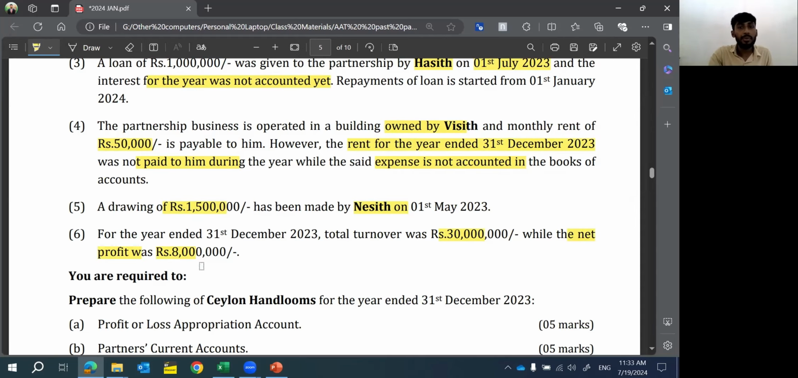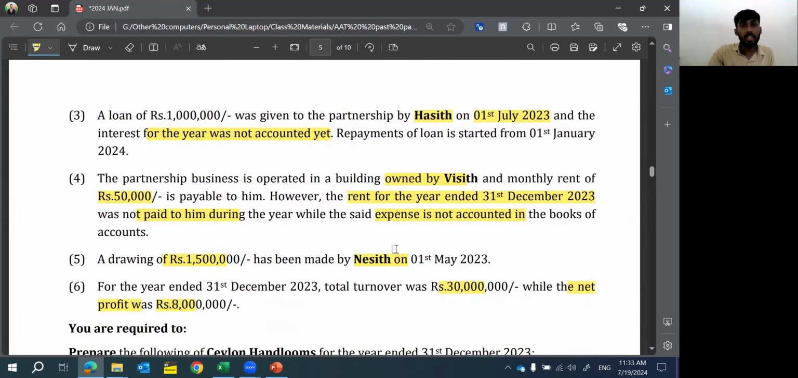Now we need to appropriate this net profit. But if you clearly see this, there are two transactions which are not accounted yet. When a partner gives a loan, I told you that the partner is giving the loan as an external party. So the interest payable needs to be deducted as an expense when calculating the profit. But the interest for the period is not accounted. That means it is not expensed yet. We need to do that.